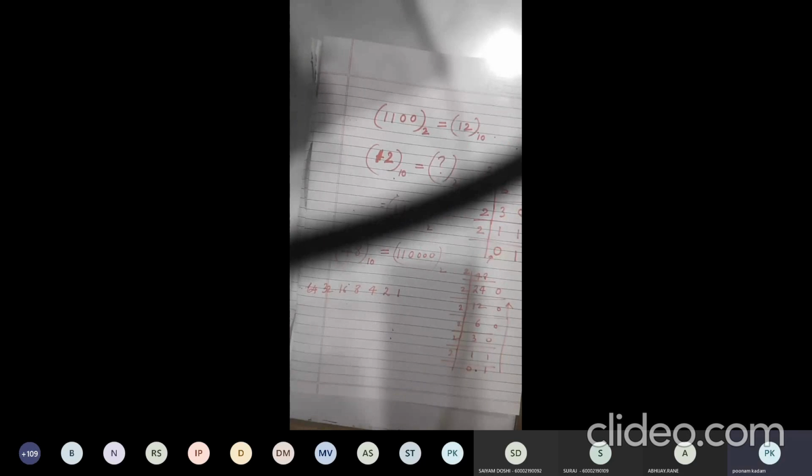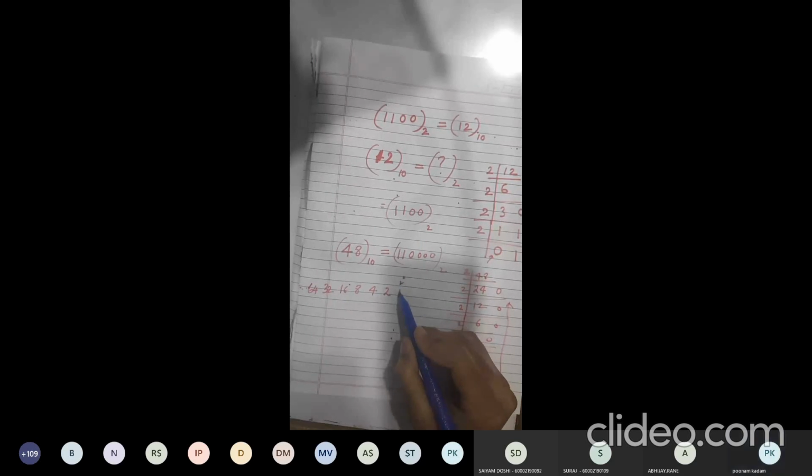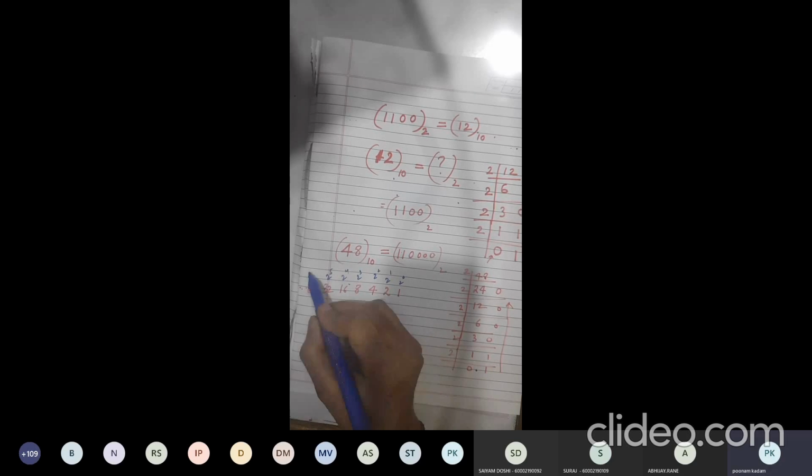So we know that the weight at each digit position is fixed. The LSB bit has weight of 2 raised to power 0, which is 1. The next bit to LSB has weight of 2 raised to power 1, which is 2. Then 2 raised to power 2 means 4. 2 raised to power 3 means 8. 2 raised to power 4 means 16. 2 raised to power 5 means 32. 2 raised to power 6 is 64, and it will go on like this.